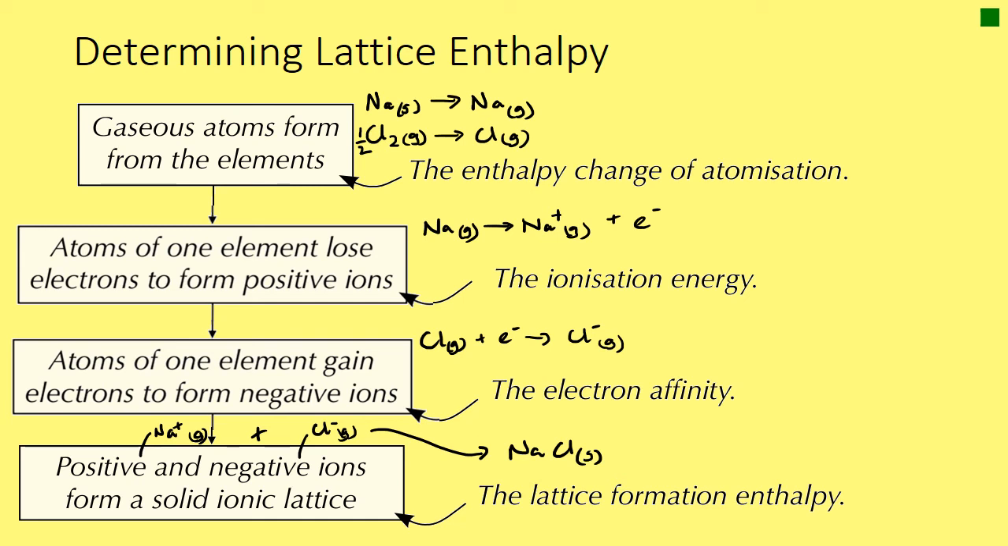Now, when we want to determine the lattice enthalpy, it's the last step that we're interested in, and so we might need what's called a Born-Haber cycle in order to calculate that from a bunch of experiments that work out the total energy change and some of the individual energy changes, and from all of those different calculations you can find the lattice formation enthalpy. That's the topic for the following lesson.